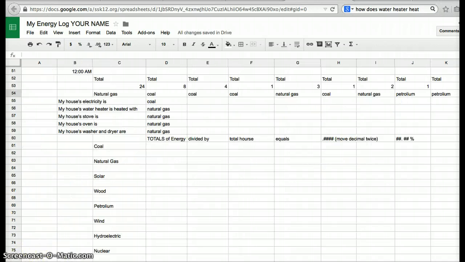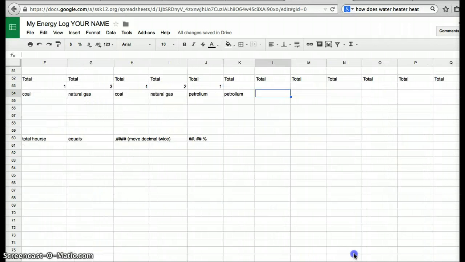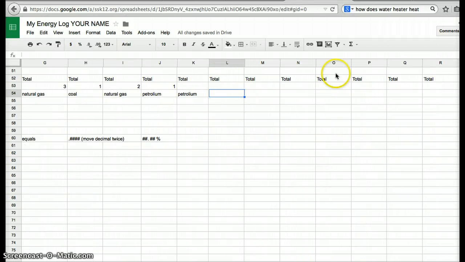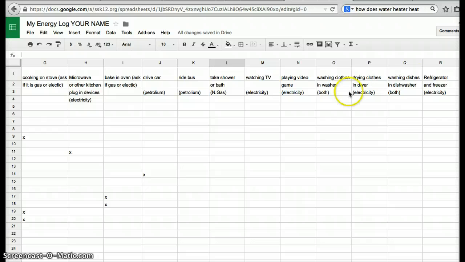Okay, so I've filled in the columns that I used as examples. I have not filled in all of the columns, but you would need to do that. So you would need to fill in the columns for all of these because you would have total numbers for all these different actions, like having a refrigerator on, washing dishes, drying clothes, washing clothes, playing video games, watching TV, taking a shower, possibly riding the bus, probably driving in a car. You would need to have all of those done. I didn't for my example. So remember, this is just the example.